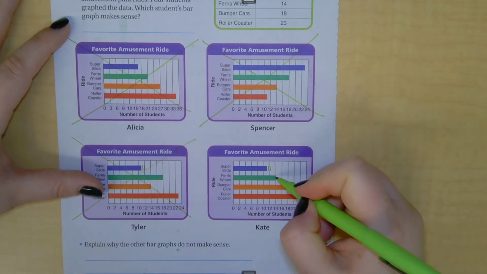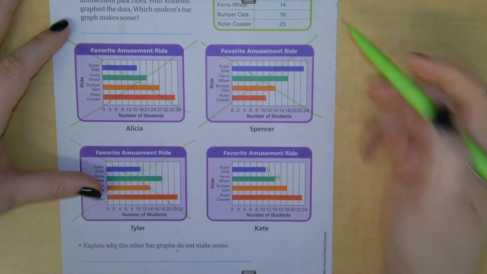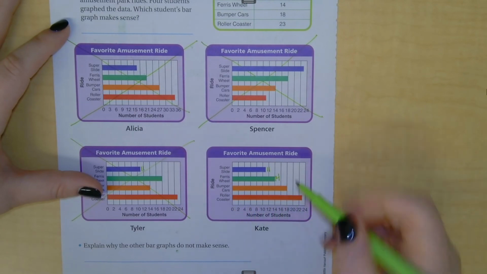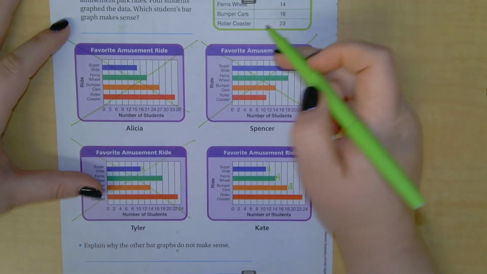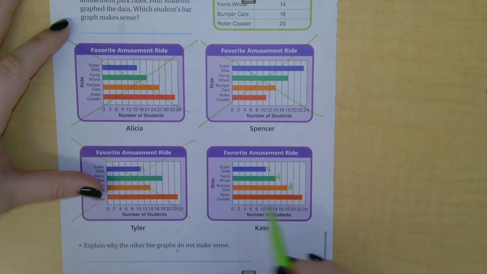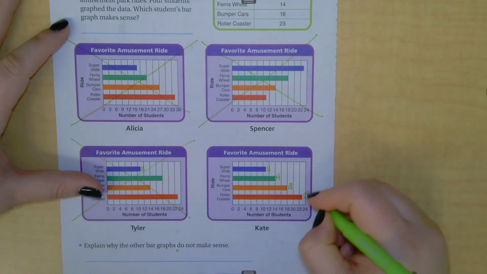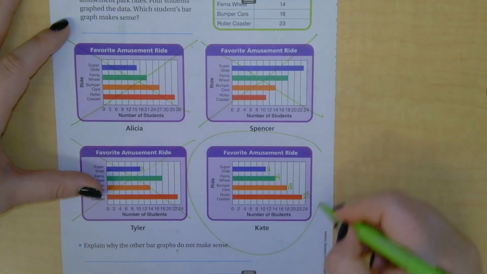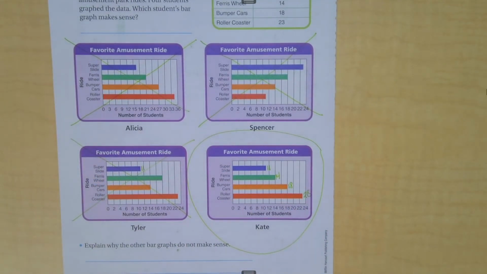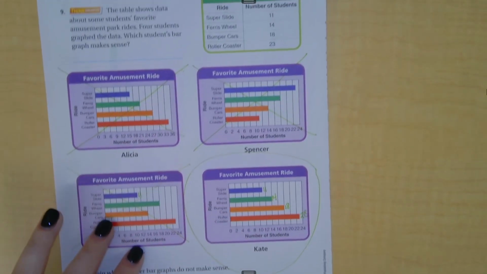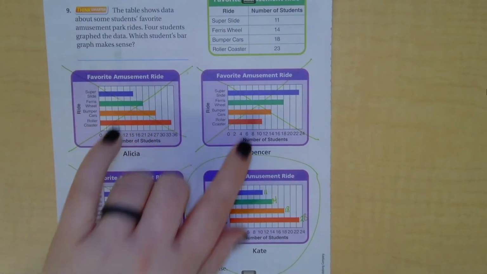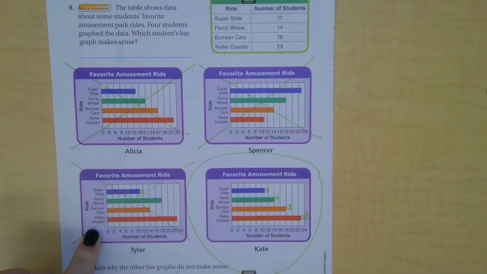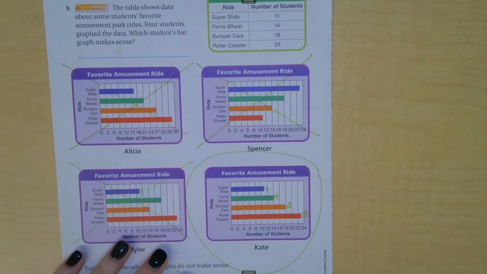Ferris wheel should be at 14, and it is. Bumper cars should be at 18, and that is. And the roller coaster should be at 23. Halfway between 22 and 24, that's 23. So Kate completed her bar graph correctly. Not Katie, Kate. Okay, the other people made mistakes with where they landed their bars.